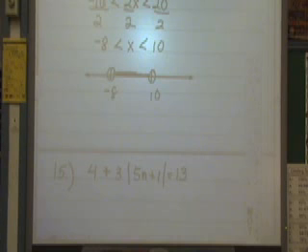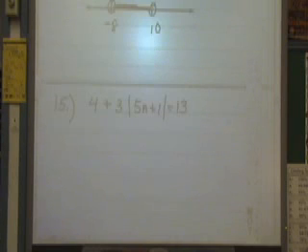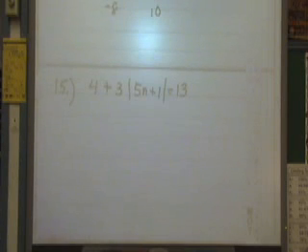So the first thing you want to do is get the absolute value by itself before you make your compound sentence. 4 plus 3. No, you can't add, because this says 3 times the absolute value. That has to be done before addition, so you just undo right now. So what are you going to do to both sides? Subtract 4. Right. So now what do you have?